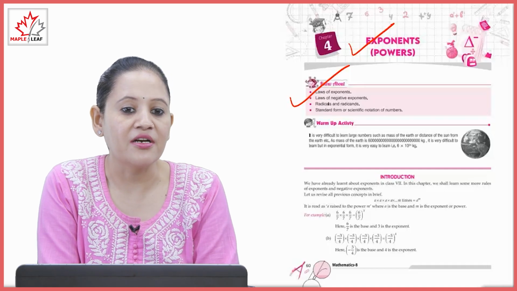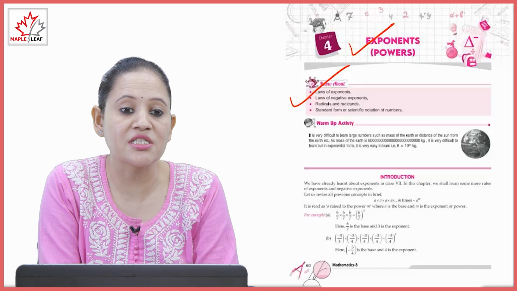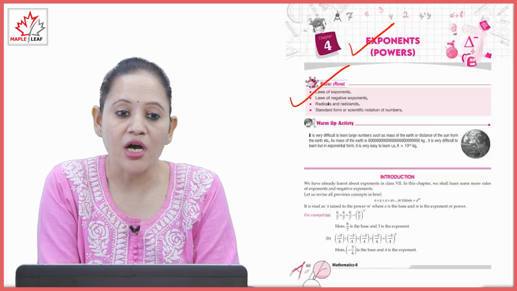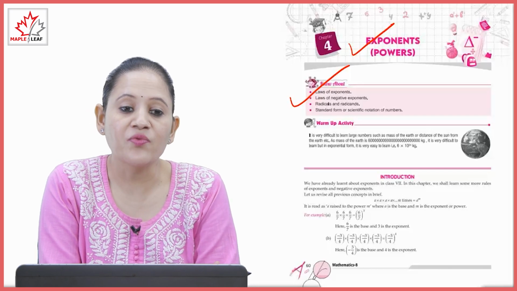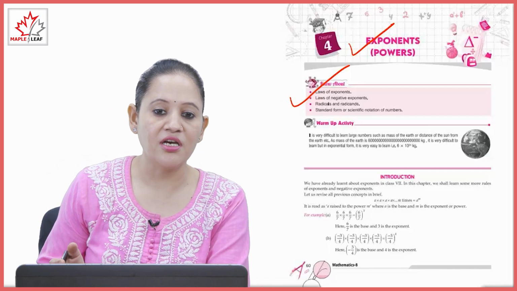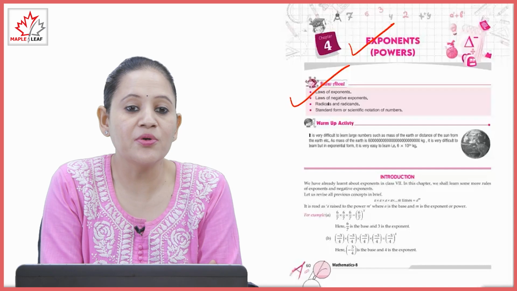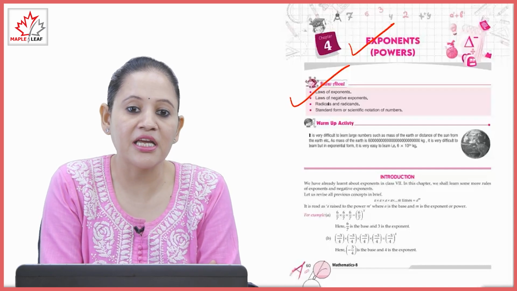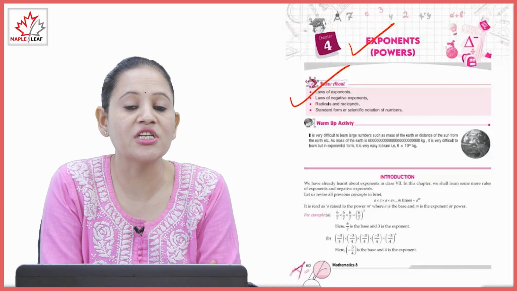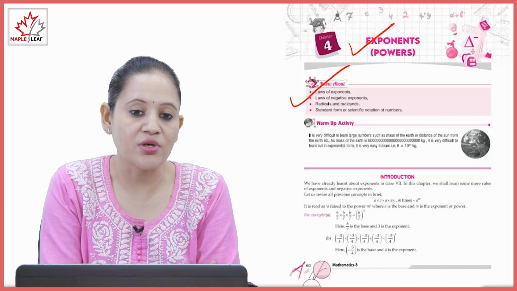It is very difficult to learn large numbers such as the mass of the earth or the distance of the sun from the earth. So if a number is very big, it's very difficult to learn. Like the mass of earth is given here in kg, it is very difficult to learn. But in exponential form, it is easy to learn. So if we write it in exponential form, we'll write it as 6 into 10 to the power 24 kg. So it would become very easy to learn.